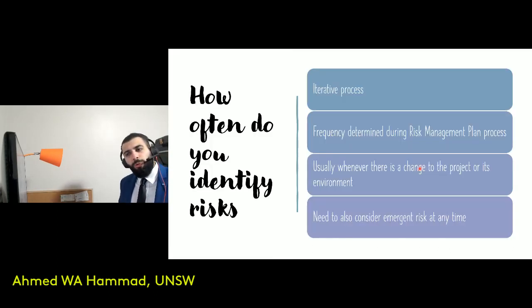The second question that we'll be looking at is how often do you identify the risk? Now, as I said earlier on, it's an iterative process. So you should be expected to initiate that process whenever there is a change that takes place to the overall dynamics of an organization. The frequency as well would be determined initially in the risk management plan. So remember, this is the first step in the risk management process. And that risk management plan would need to be approved, of course, by top management. So the rule of thumb, if you like, as to when that risk identification process needs to be implemented, is usually whenever there's a change in the environment, in the organization's environment.